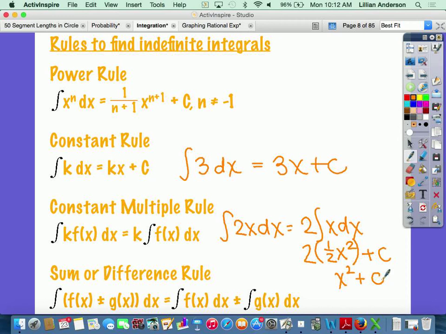Lastly, sum or difference rule. Say you have multiple functions being added or subtracted from each other. Well, all you do is take the antiderivative of each piece. Okay? So an example of that would be the integral of 3x squared plus x plus 2 dx. Well, all you would do is take the antiderivative of 3x squared, take the antiderivative of x, take the antiderivative of 2, and that's it. And of course, plus c.